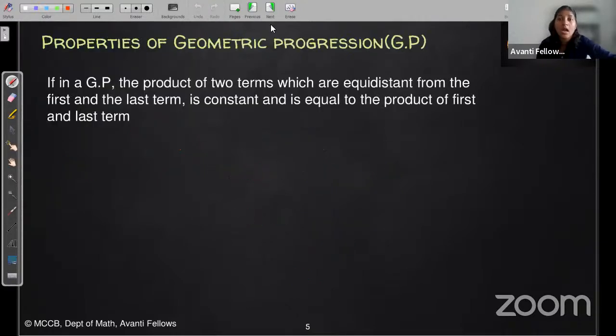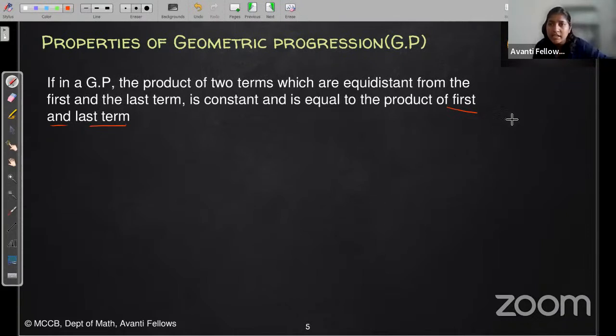What is next? Okay. Next is properties of geometric progression. In our previous class, we learned 2 properties, right? So we'll just continue those. So what's the next property that we have? The next property states that if in a GP, the product of 2 terms which are equidistant from the first and the last term is constant and is equal to the product of the first and last term.